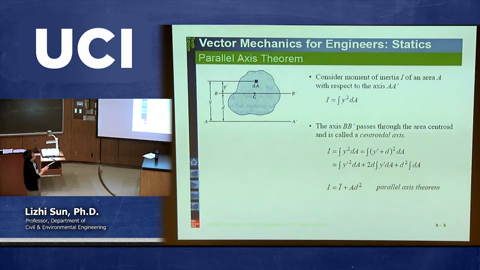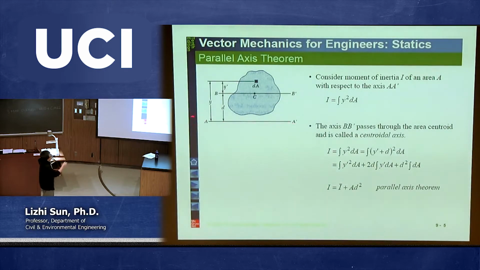It's called the parallel axis theorem, allowing us to build a connection between two arbitrary moment of inertia with respect to A prime versus B prime. Let's say this is the A prime axis, this is the B prime axis. Okay? So in general, we have the moment of inertia defined as the integral of y squared dA. So then, if we want to calculate this moment of inertia with respect to this A prime, okay, with respect to this.